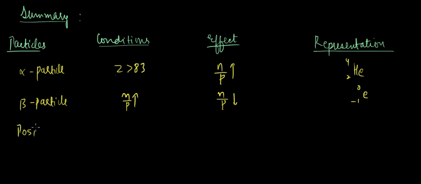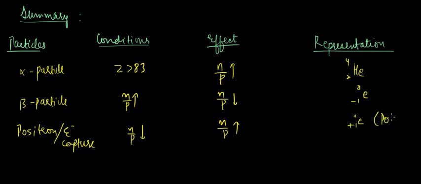Then we talk about positron emission or electron capture. The condition should be again that the n by p ratio should be lower. As a result, the effect is that the n by p ratio increases, and the representation is +1 E0 for positron, and for electron capture it's -1 E0.